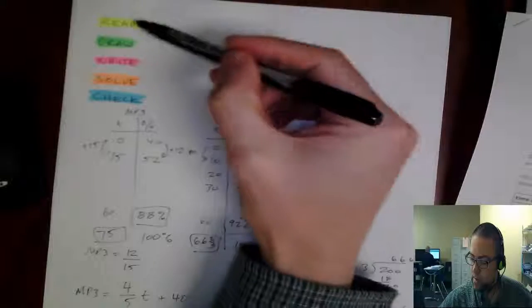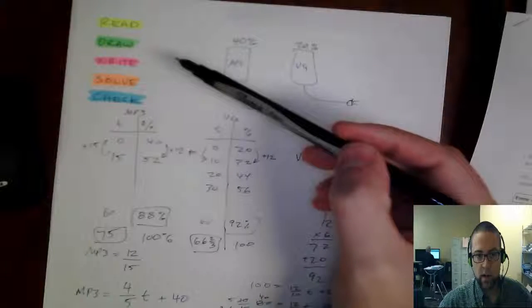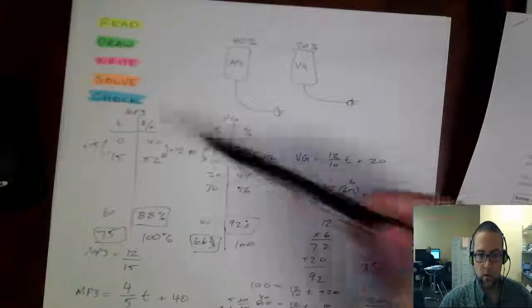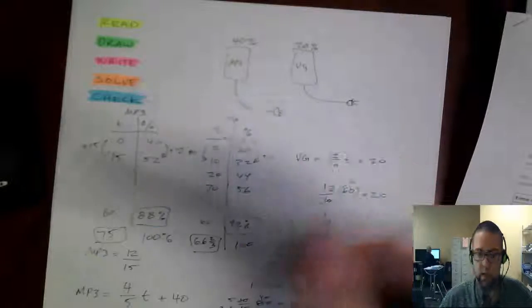You go through, you read the problem carefully. I like to draw a picture, or at least visualize what's happening. Then I write the problem down, maybe a table or a graph or something like that. Solve the problem, and I check my answer.